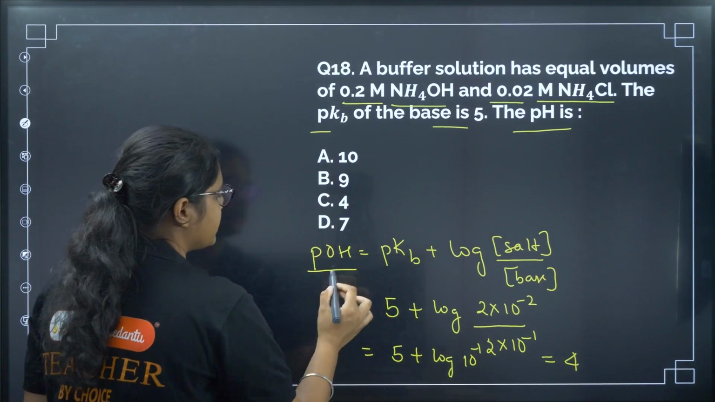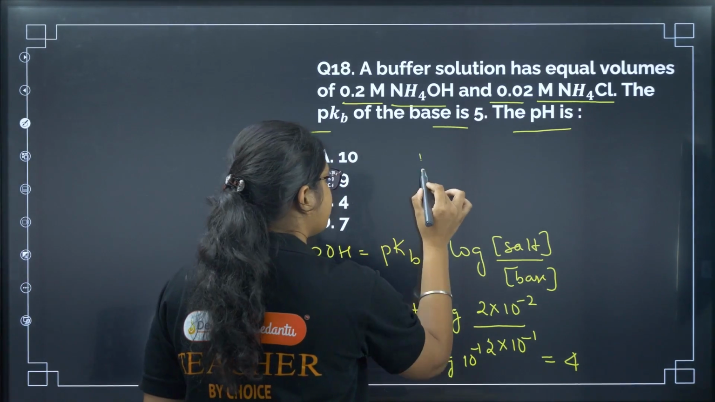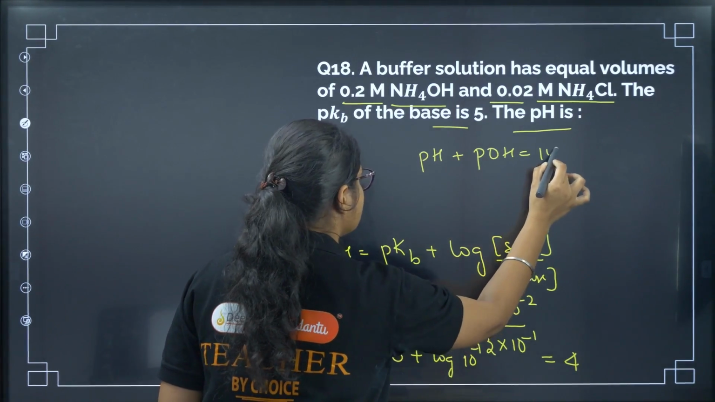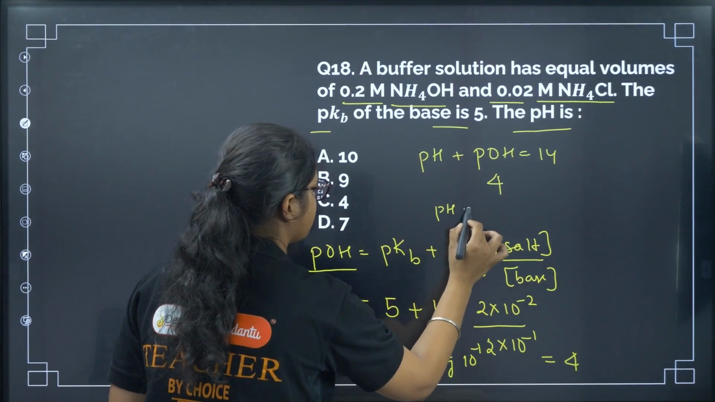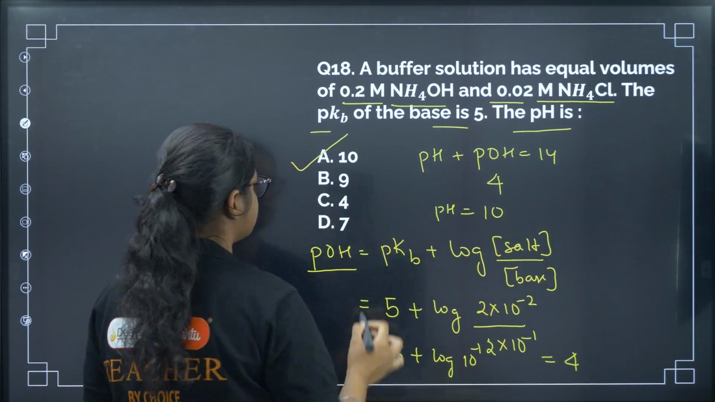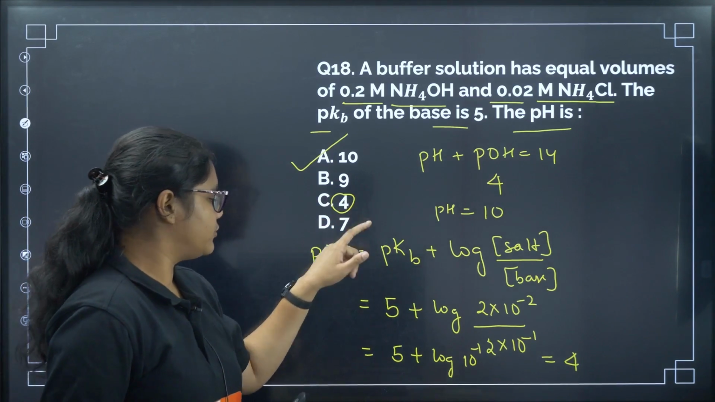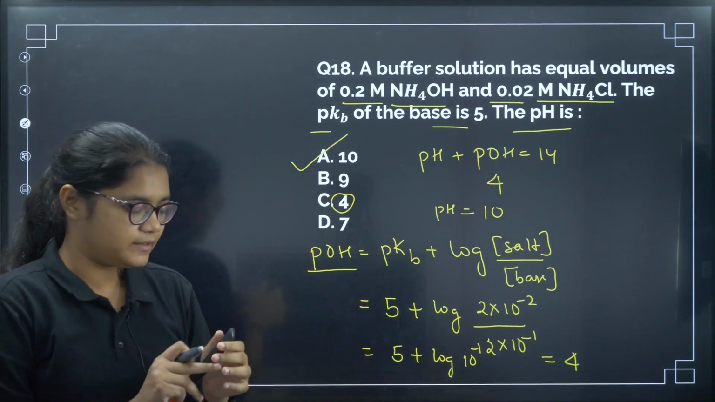So this is the pOH value, but the question has asked you to calculate the pH value. So pH plus pOH is 14. We know this relation also, right? So if pOH is equal to 4, then pH will be equal to 10. So the correct answer for this question will be option number A. There is a chance, since option number 4 is given, that once you get 4, you can directly mark it. So you have to be careful in this question.